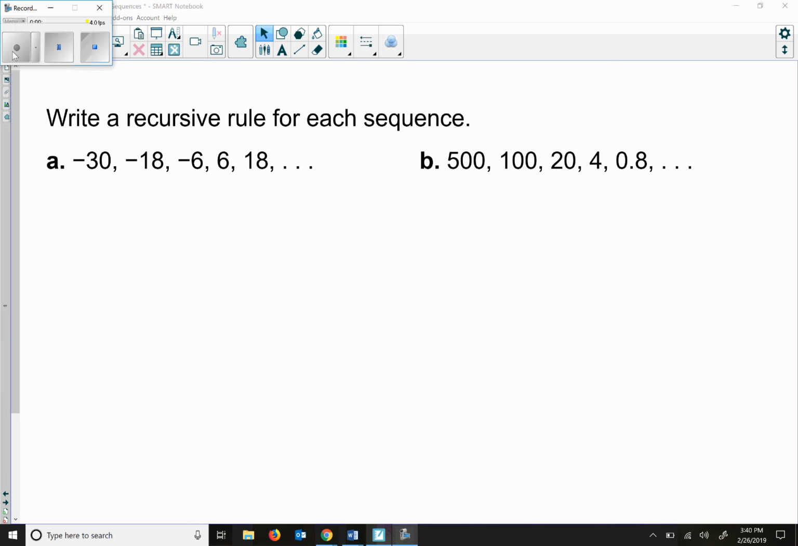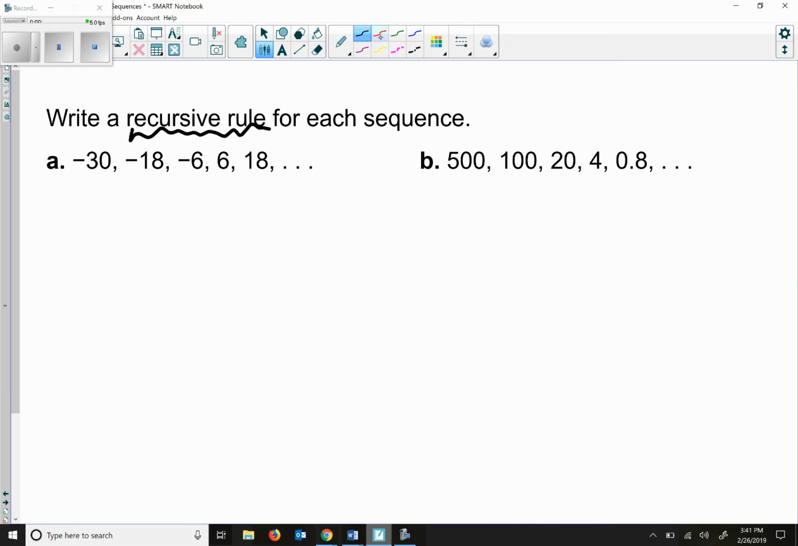Okay, here we go. So taking a look at example 2. This is the last page of your note packet. Our directions say write a recursive rule for each sequence. Basically, our job is to figure out what's that common difference or that ratio, and then we've got to come up with our equation based off of that.